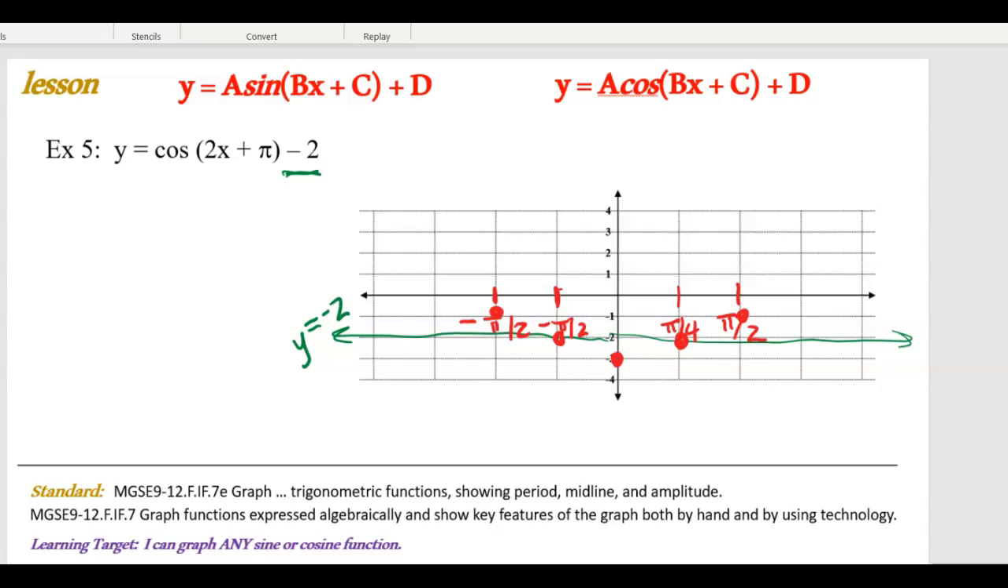So then you graph 1 full period. Try to make it not a V. Try to make it a nice smooth curve. And then, of course, you can continue that curve in both directions if you choose. Arrow, arrow. Here's my one full period, my cosine function.